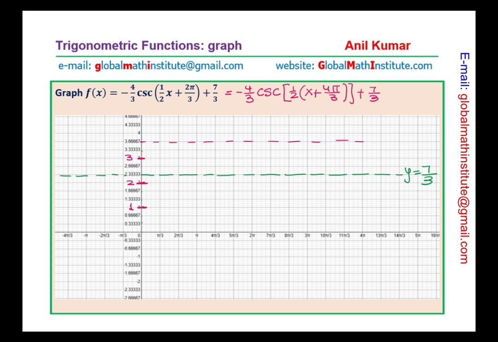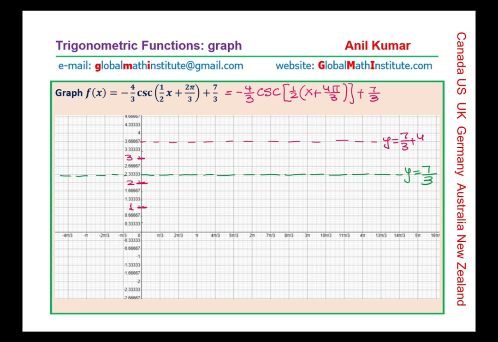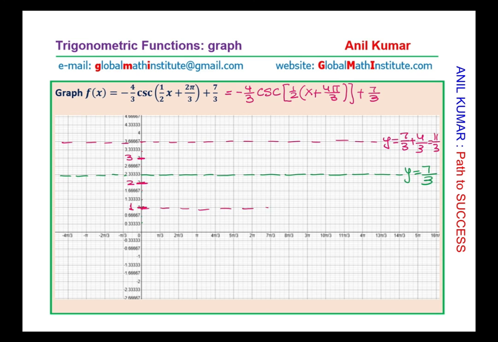So the maximum is this, right? Which is y equals 7 by 3 plus 4 by 3. Let me write 11 by 3. Is that clear? Similarly, the minimum will be 4 thirds below this, right? 1, 2, 3, 4, at 1. You see how easy it is? We are not really calculating the values. Okay, so this is y equals 7 by 3 minus 4 by 3, which is equal to 1. Is that clear to you? So we know the maximum and minimum.